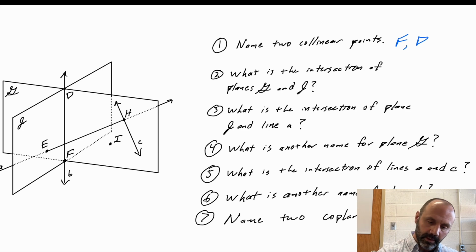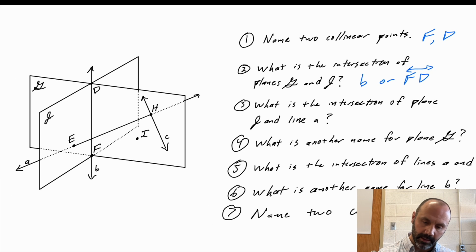Okay, what is the intersection of planes G and J? Well, that's this. I identified this earlier as line B, so I can say B, or I can say line FD. It says, what is the intersection of plane J and line A? So here's plane J, here's line A, point E. So that's the answer there.